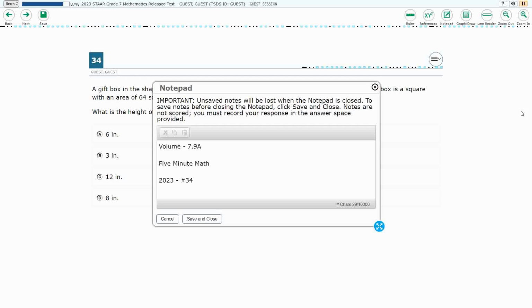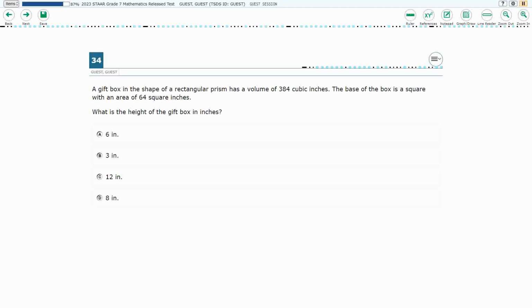Today we are looking at the 7th grade concept of volume. This is standard 7.9a in the great state of Texas, and we are using item number 34 of the 2023 released STAAR test. If you haven't done so already, please go ahead and take a moment to pause the video, work this problem out on your own, unpause it, and we will look at our answers together.